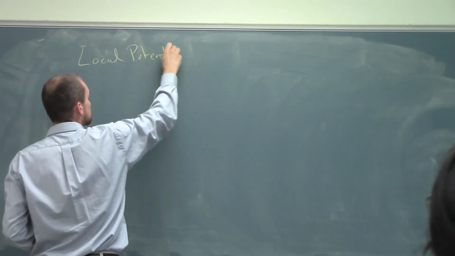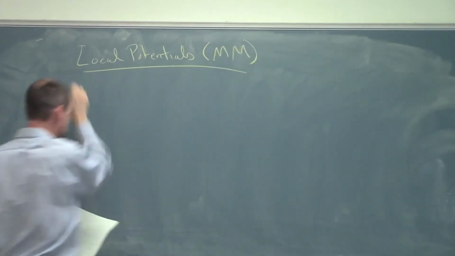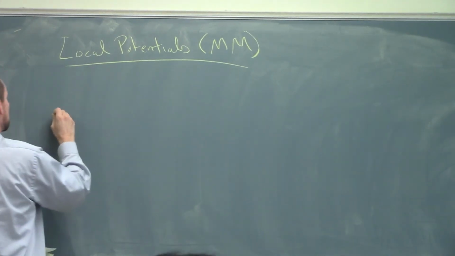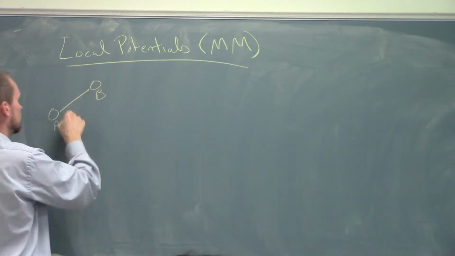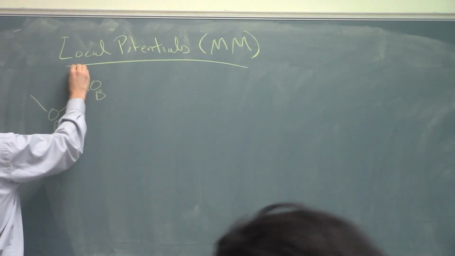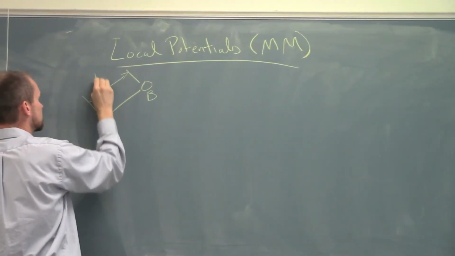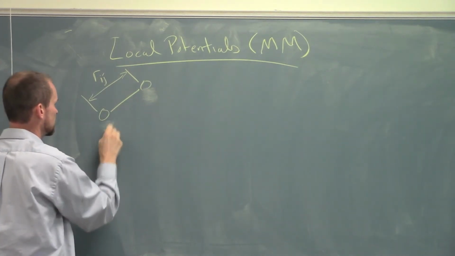Local potentials in molecular mechanics, MM force fields. So let's start with a bond. We have A and B. We have some distance between A and B. We were calling it L before. Literature in molecular mechanics likes to call this Rij. Actually, I should call this atom I, and atom J.